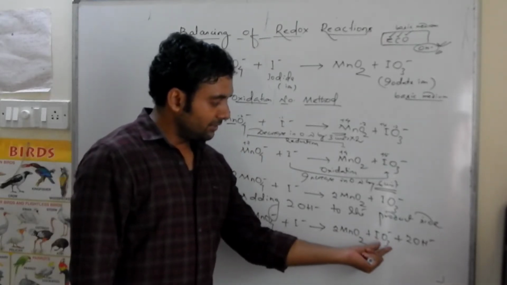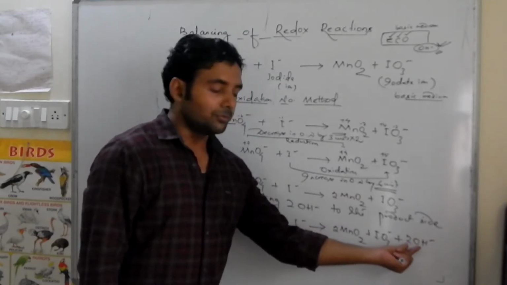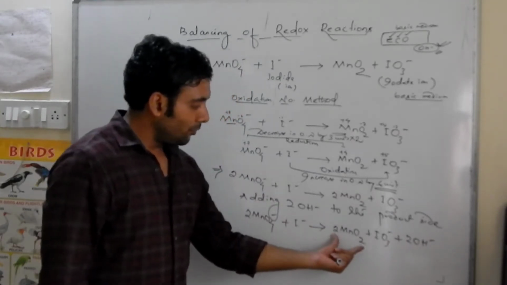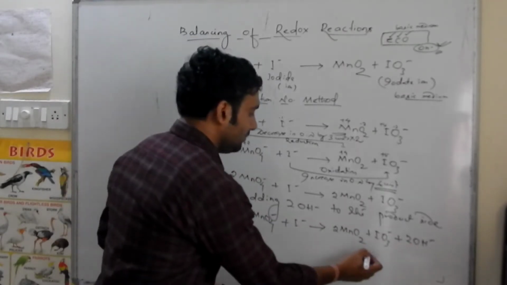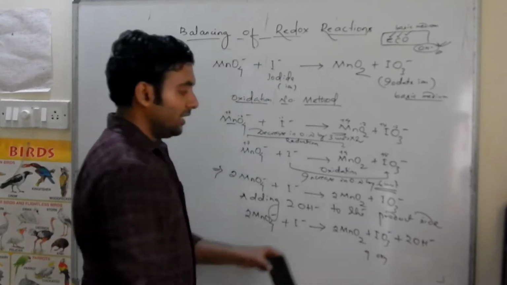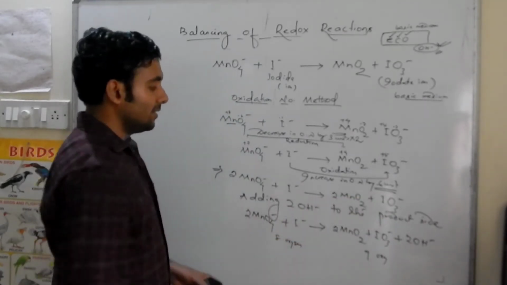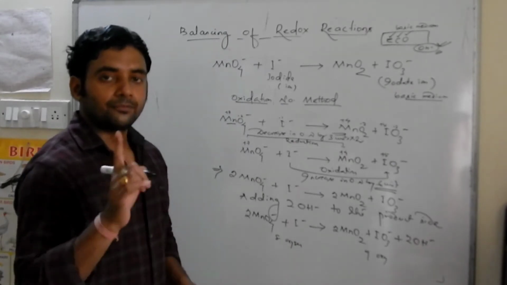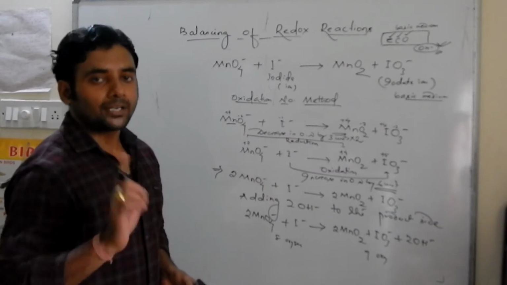In iodate we have 3 oxygen atoms, and from hydroxide, OH minus, we have 2. So the total number of oxygen atoms is 4 plus 3, 7, plus 2, 9. So there are 9 oxygen atoms on the product side and 8 oxygen atoms on the reactant side. So the reactant side is deficient of 1 oxygen atom. To balance the oxygen atoms, we will take the help of a water molecule.